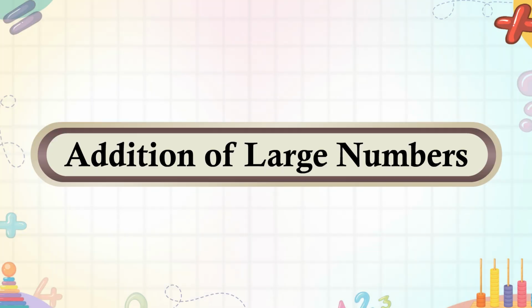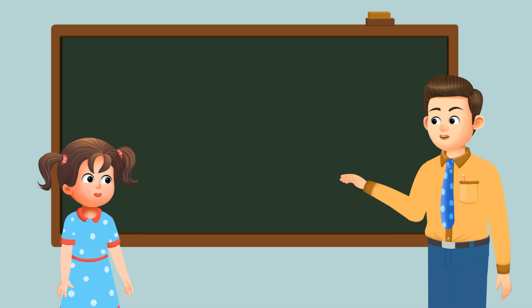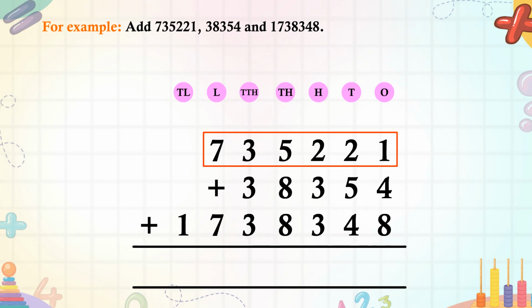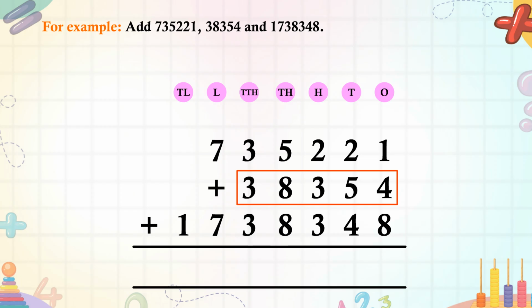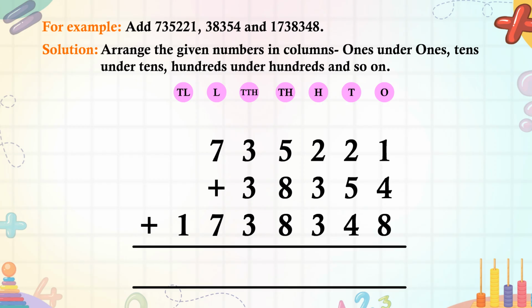Addition of large numbers. I wonder how the addition goes on in large numbers which are more than lakh or crore. It's very easy. Let me explain it to you with the following example. For example, add 7,35,221, 38,354, 17,38,348. Solution. Arrange the given numbers in columns, ones under ones, tens under tens, hundreds under hundreds, and so on.